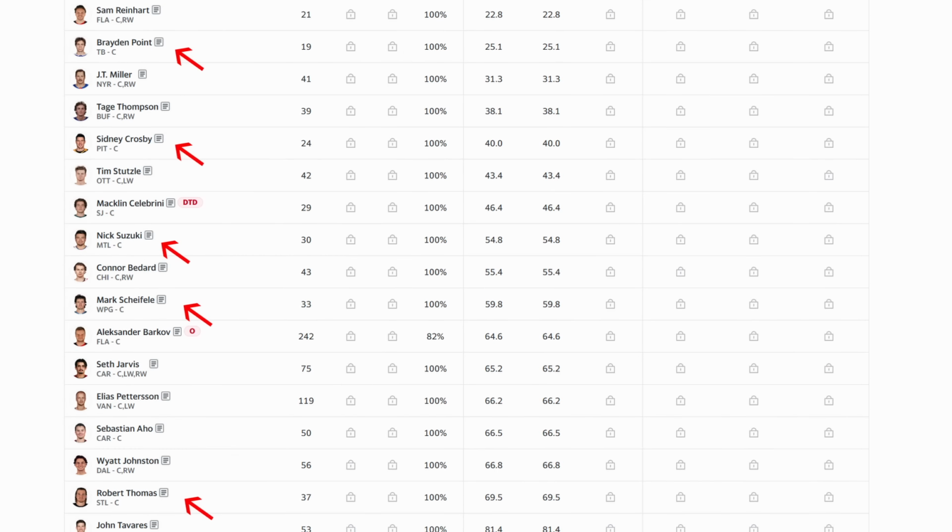Not the Jack Eichels and the Nathan MacKinnons and some of those guys, but once you get to the 4th or the 5th or the 6th, guys like Nick Suzuki and Robert Thomas, avoiding some of those pure centers and getting some really good value late is what you want to ultimately do.